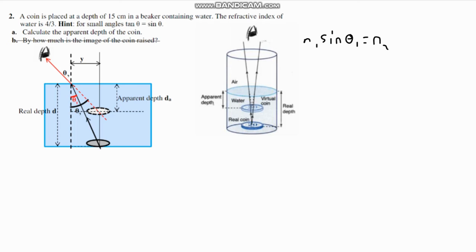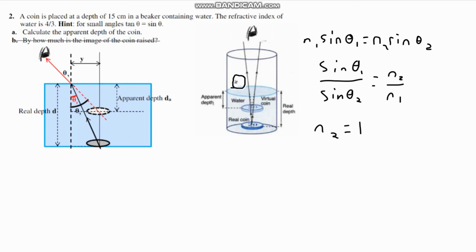So here we have Snell's law, n1 sine theta 1 equals n2 sine theta 2. And now we can rearrange that equation, and we get sine theta 1 over sine theta 2 is equal to n2 over n1. Now we know that n2 is 1 because the refractive index of air is 1. And n1 is equal to 4/3 because they give that to us. And the actual depth is 15 centimeters, and now we're looking for the apparent depth.